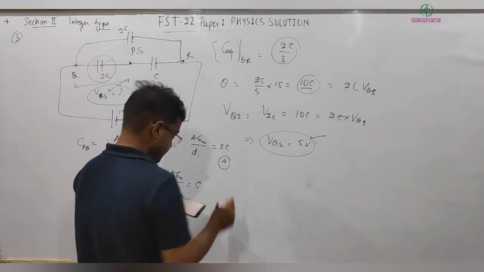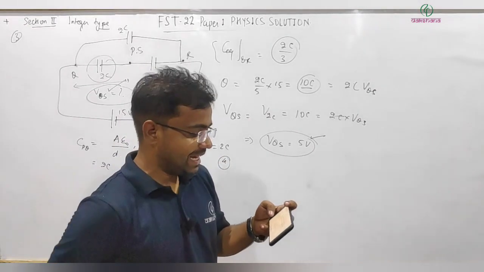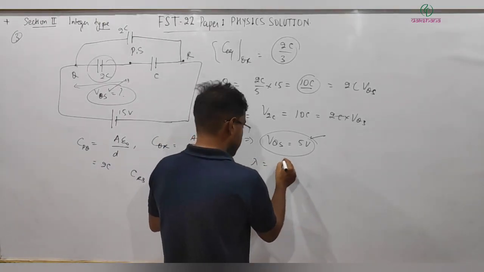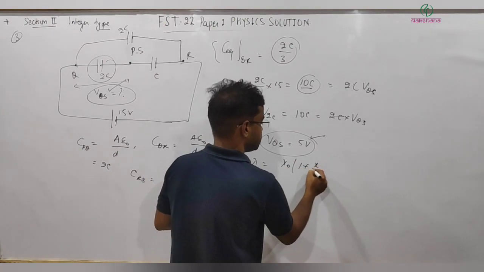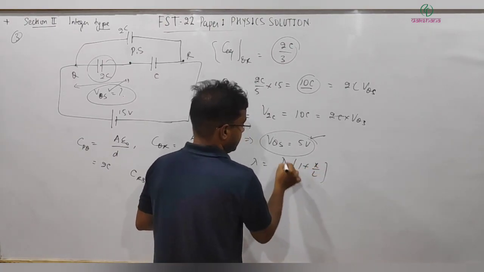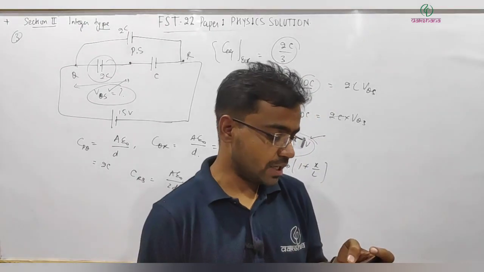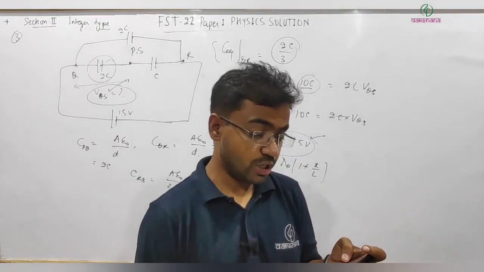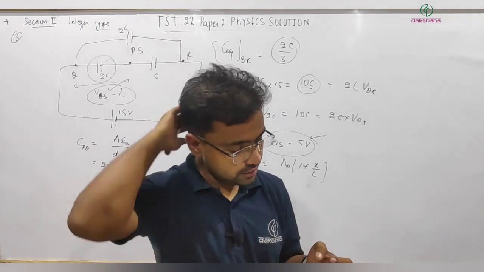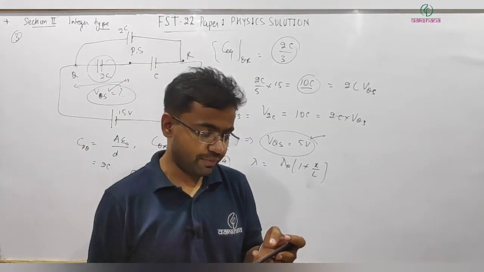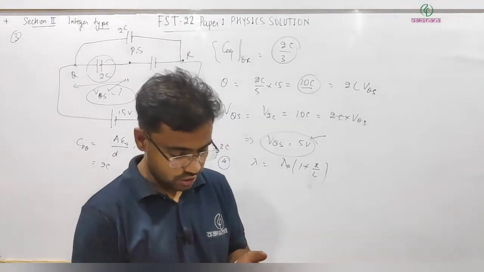Next, problem 4. A rod of length L has variable mass density, where lambda is given as lambda naught times 1 plus x by capital L. Lambda naught is the mass density. There exists an axis parallel to AB about which the moment of inertia of the rod is minimum. If the distance of such an axis from AB is in the form of 5L by N, then find the value of N.